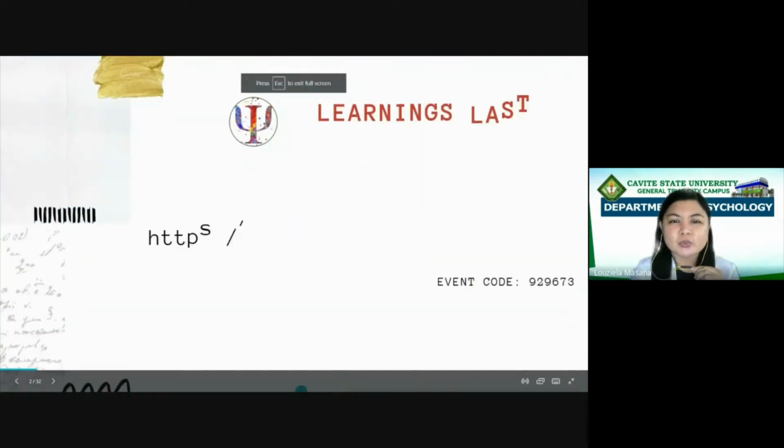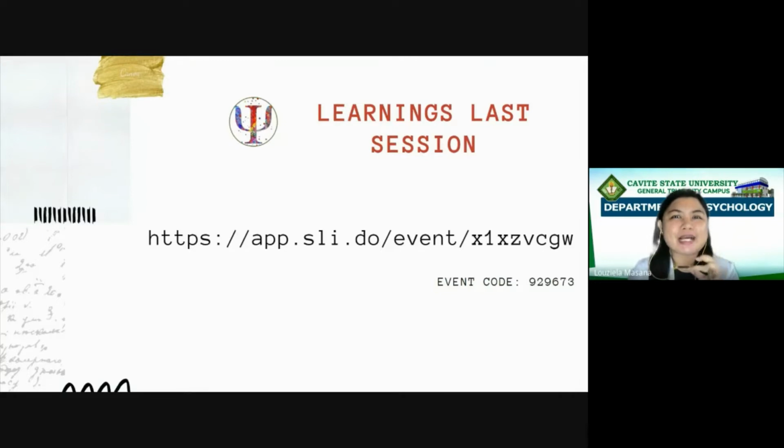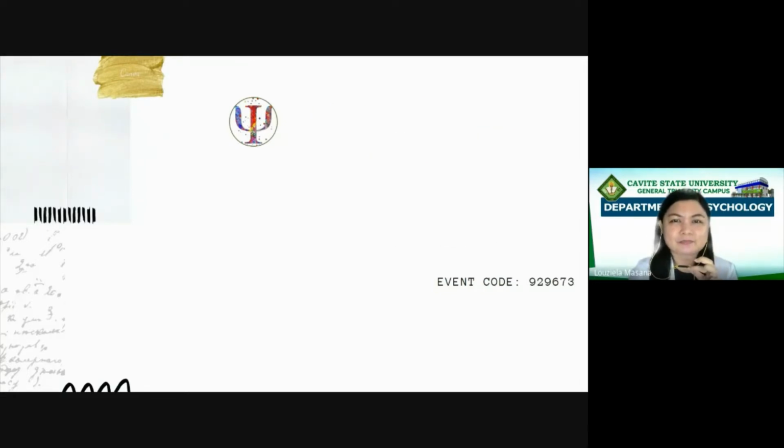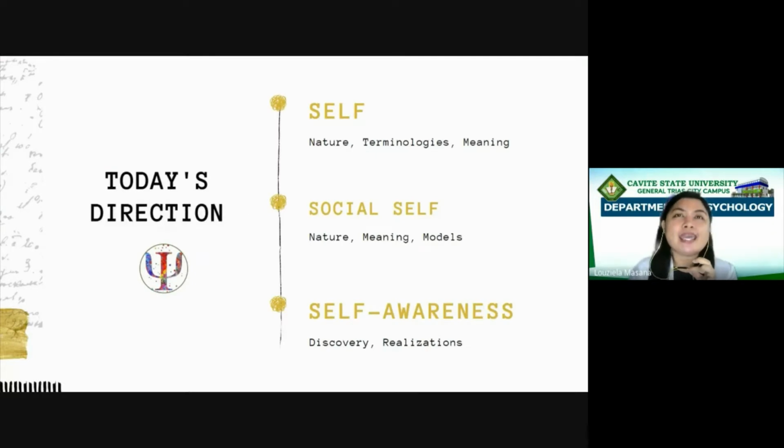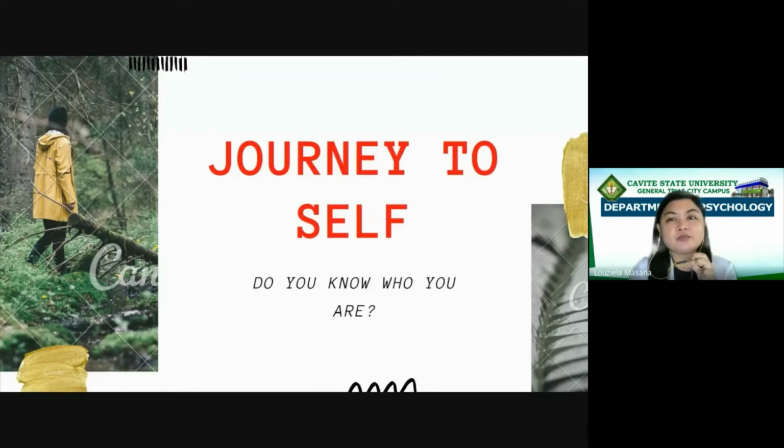So I am now showing you the slide for today. Good thing you have learnings, you have something in mind na naalala noong last session natin. Now, for today, we will have another topic, and our topic is about understanding ourselves and others. There are 3 points that we will focus on. First is the self. Ano ba yung mga meanings, terminologies, and words that we have to understand when we talk about self? Also, we need to have social self. What is that social self all about? And eventually, when we combine the idea of self and social self, it will lead to self-awareness, the discovery and realizations about our self. So let us start our journey to the self.